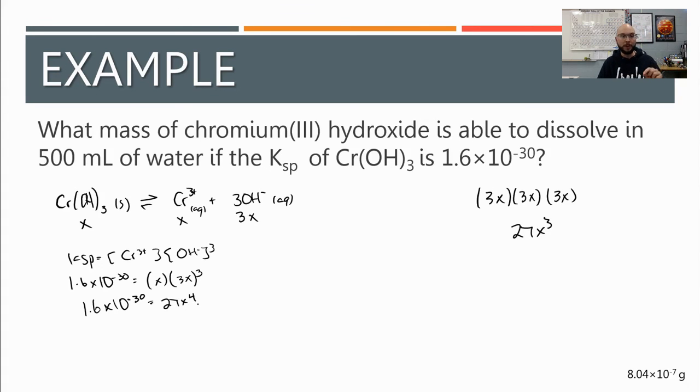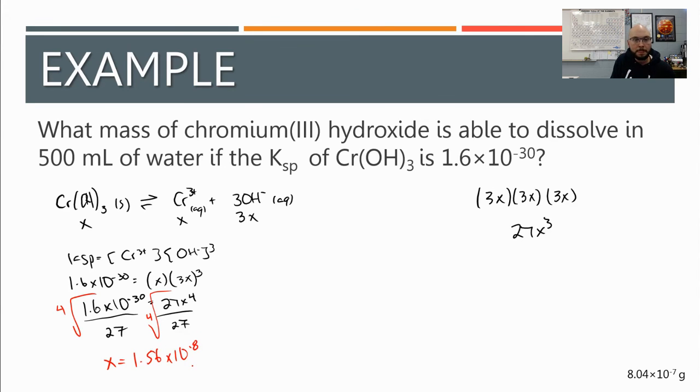So again, order of operations. I'm going to take 1.6 times 10 to the negative 30 and divide by 27. Then I'm going to take my answer to the 4th root. I'll color code this for you. Then we're going to go in red and take the 4th root of both of these answers, which is going to give us X is equal to 1.56 times 10 to the negative 8.